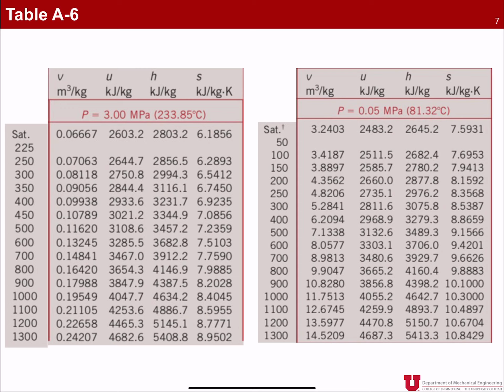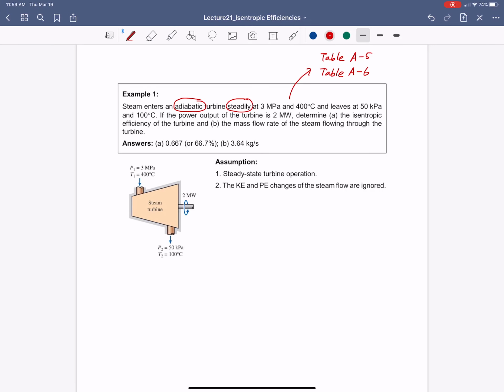Based on this table, the top line gives us information about the saturation temperature at the pressure of 3 megapascal. We can see that the saturation temperature is 233.85 degrees Celsius, which is lower than 400 degrees Celsius. So what it means is that the condition is in superheated vapor.